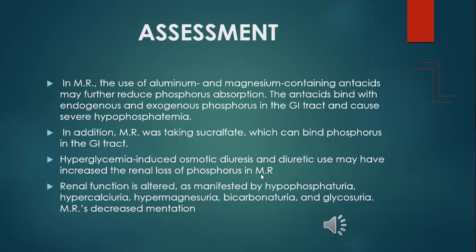Now, in hyperglycemia, this woman is taking thiazide diuretics, and thiazide diuretics can lead to increased diuresis. Now, the more you urinate, the more vital ions and minerals you lose. So this can also be a factor in the loss of phosphorus. Her renal function is altered, as manifested by the fluctuating levels of electrolytes in her body. So now what sort of plan do we advise her, or what do we suggest her to take? We'll look at it in the next slide.